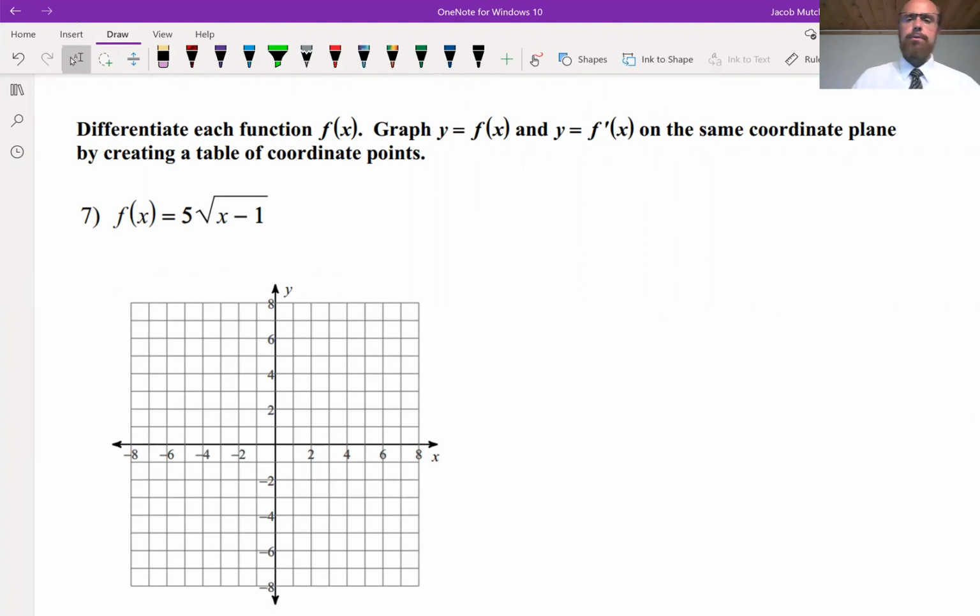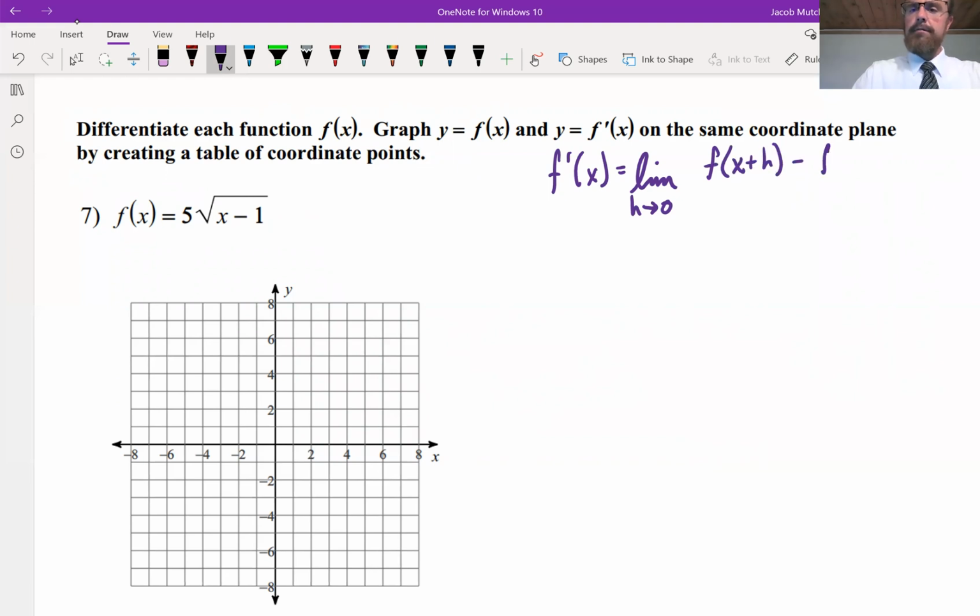So again, our task is to start by differentiating. So we'll jump right in. We know at this point we're looking at that definition, the f prime of x equals the limit as h approaches 0 of f at x plus h minus f of x all over h. So I see on the left f at x is 5 times the square root of x minus 1. That's the original function here. So our derivative is going to depend on f of x plus h. So we'll make that substitution here at the outset.